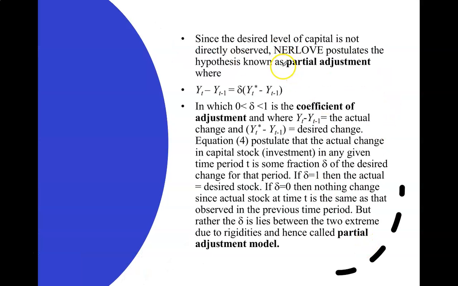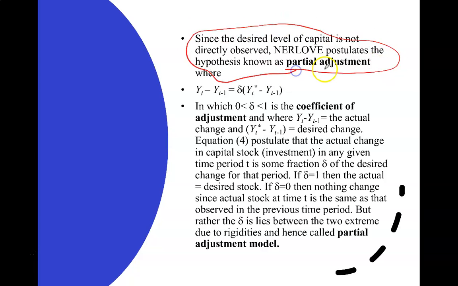The function itself here has one new term, which is called partial adjustment, which measures the delta, actually the coefficient of adjustment, the change from one to the other, right? It is postulated that the actual change in capital stock, for example, in any given period of time t, is a fraction of the delta, of the desired change for that particular period, right?